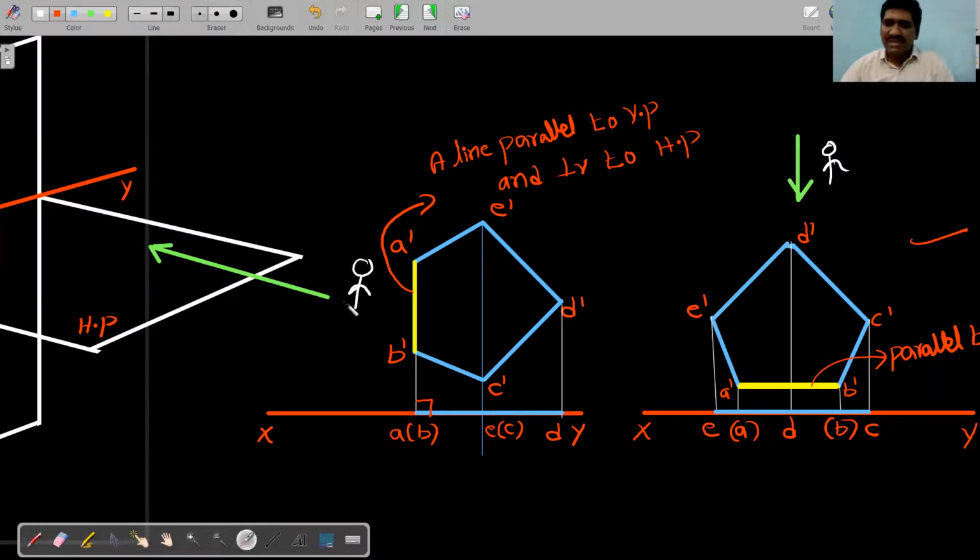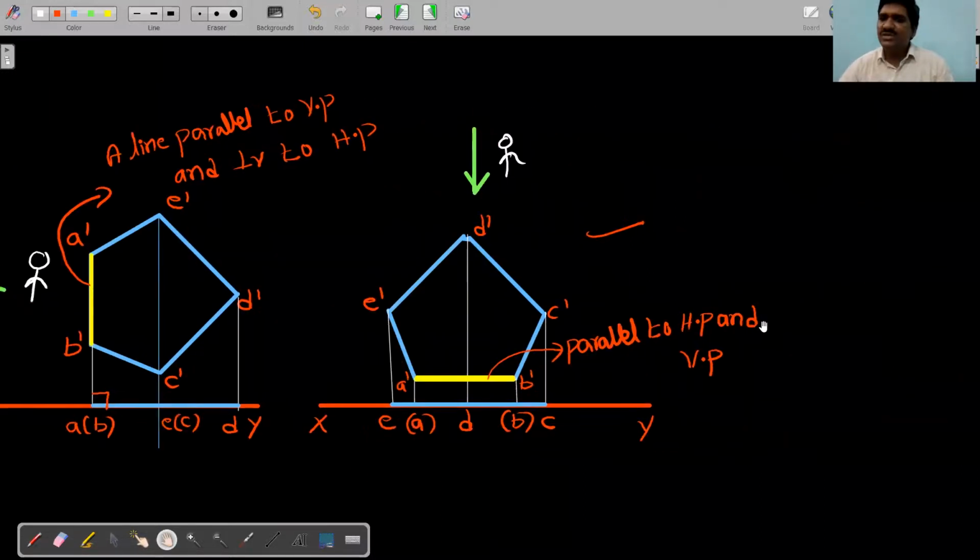Okay, so examination lo ee condition what specify chestadu. If he specifies this condition, you have to draw the pentagon like this. What condition emi specify చేయలేదు అనుకుందాం, అప్పుడు పరిస్థితి ఏంటి? You can draw any one of the pentagon, అది మీ చాయిస్.